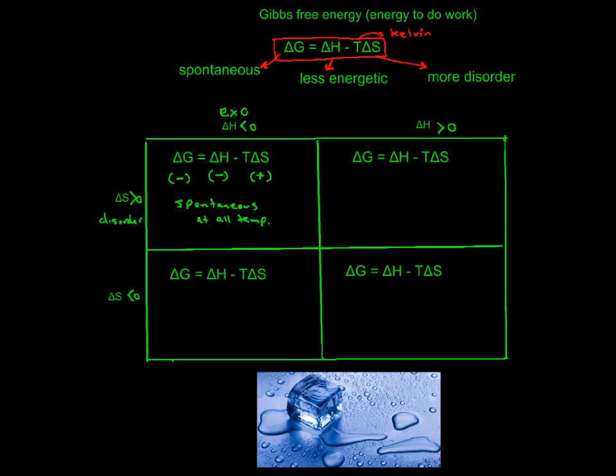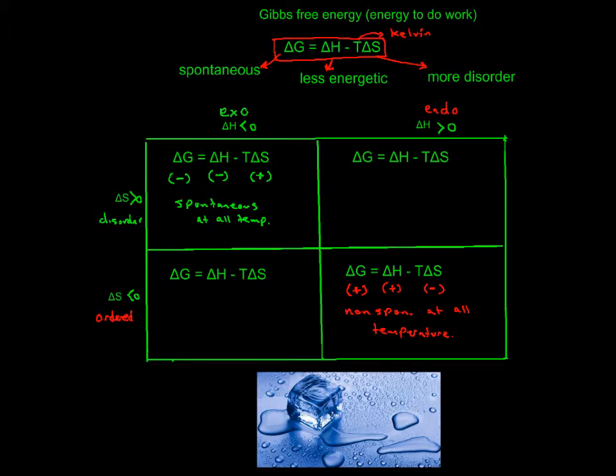Let's look at a case that is never spontaneous. If you are endo, and if you become ordered, you're not moving, you rather become one. This is the case that you are positive, and this is negative. Negative times negative is positive, plus a positive makes a quantity which is positive. So this is never spontaneous, non-spontaneous at all temperatures. So this is a reaction that you cannot make spontaneous.